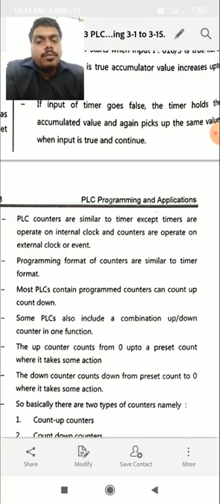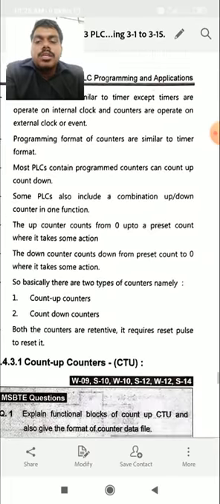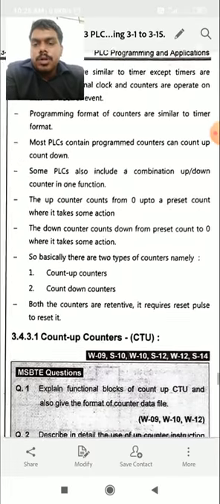The programming format of counters is similar to timers. Most PLCs contain program counters that can count up and count down. Some PLCs include a combination of up/down counter in one function. The up counter counts from 0 up to a preset count where it takes some action. The down counter counts from the preset count down to 0, where it takes some action. So basically there are two types of counter: the count up counter and the count down counter.